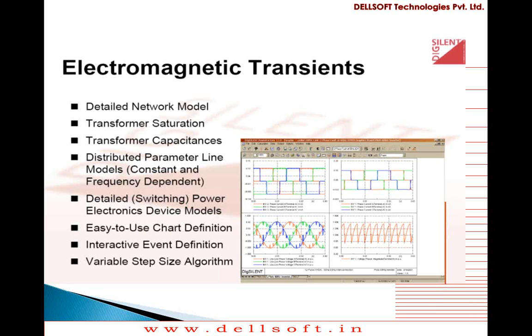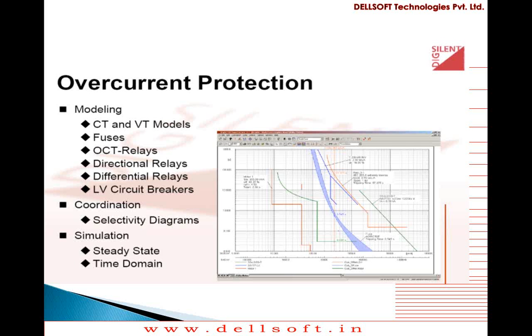In overcurrent protection we can do modeling. CT and VT models are already present in the software, and we can also generate user defined fuses. We can change the parameters, and company specs and standard parameters, fuses and relays are there. So we just have to click and select in our desired diagram. Overcurrent relays, directional relays, differential relays, and LV circuit breakers are present. Coordination with the selective diagrams we can do. Simulation based upon steady state and time domain can both be simulated. So in overcurrent protection we have these features included in the software.